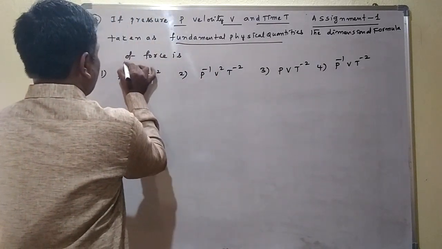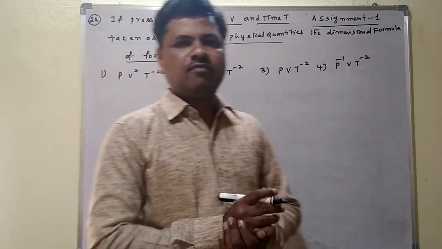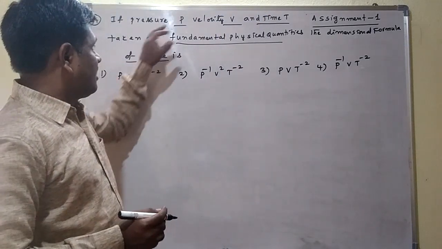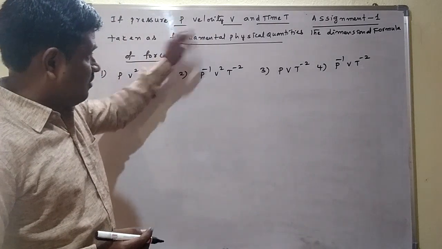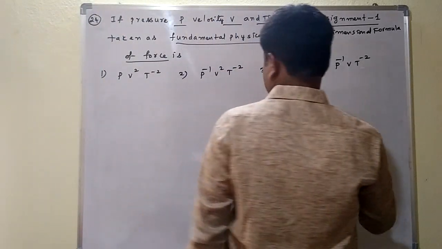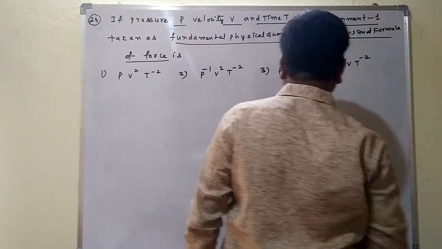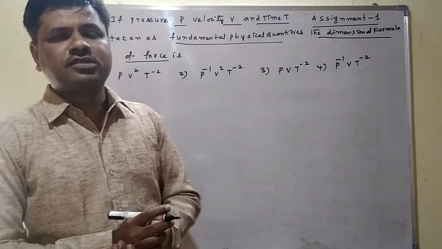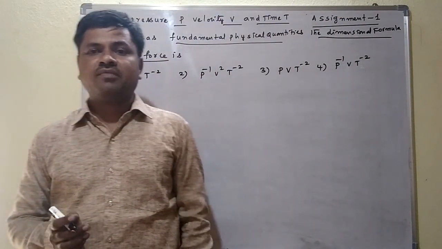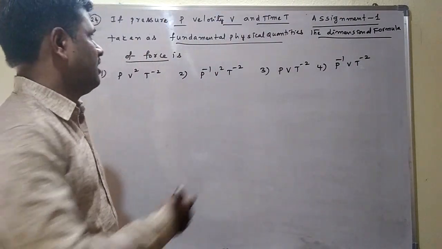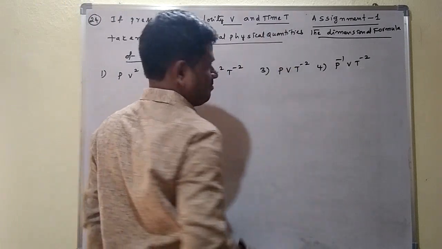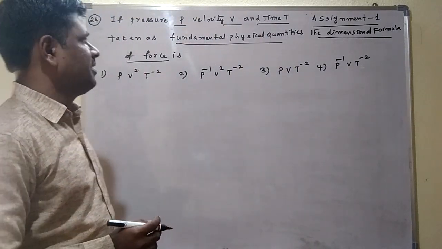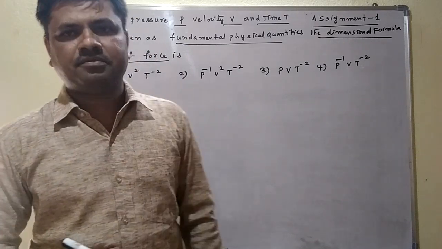The dimensional formula of force. How do we solve this type of question? These are the fundamental quantities given, which means we express the dimensional formula of force in terms of pressure, velocity and time. Generally, force is expressed as M L T power of minus 2, but here we have to express it in terms of pressure, velocity and time. Force depends on these three physical quantities: pressure, velocity and time.